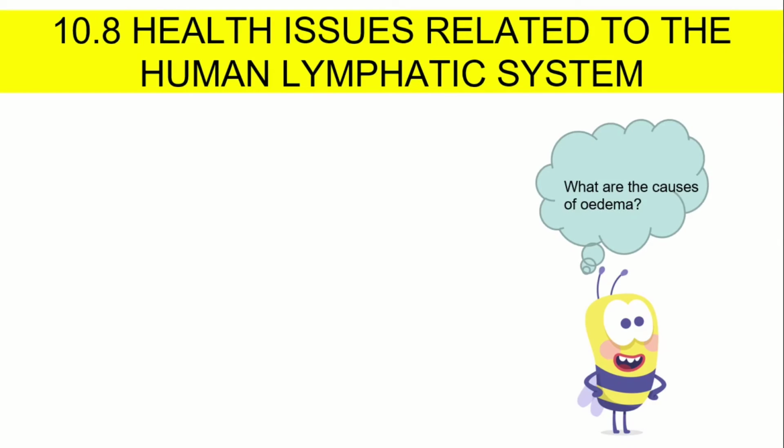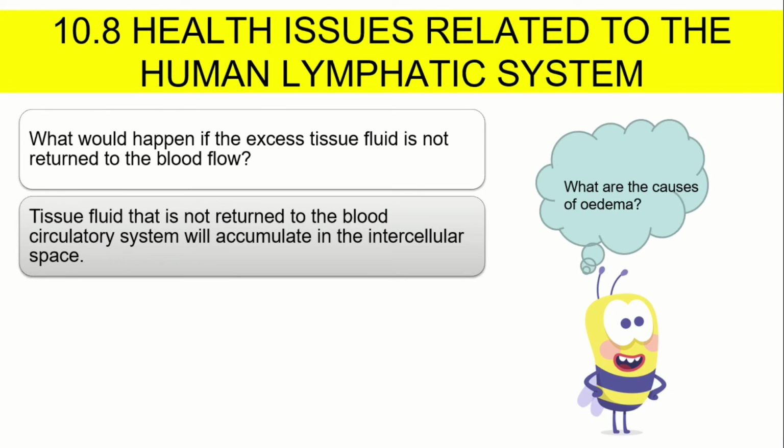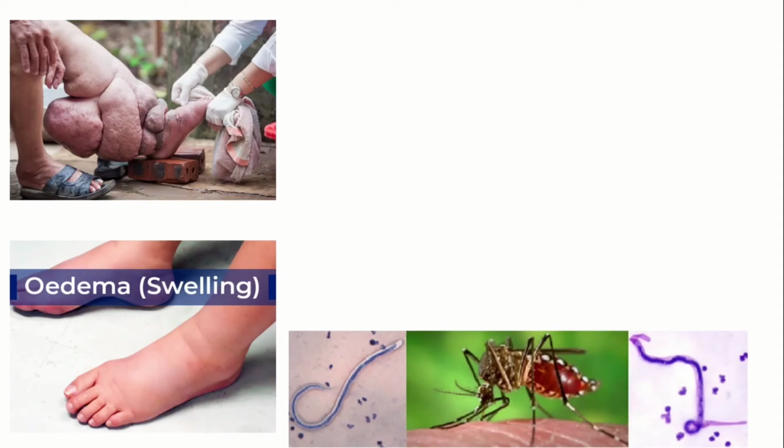10.8. We are going to discuss the health issue related to the human lymphatic system. What is edema? What would happen if the excess tissue fluid is not returned to the blood flow? The tissue fluid that is not returned to the blood circulatory system will accumulate in the intercellular space. This will result in the swelling of the body tissues, and this condition is known as edema. This is the diagram of the edema.